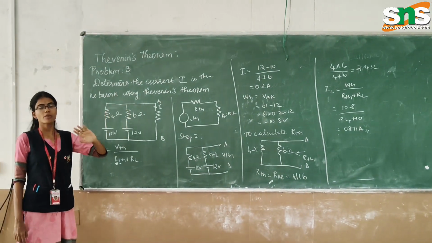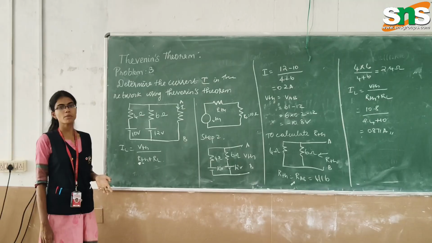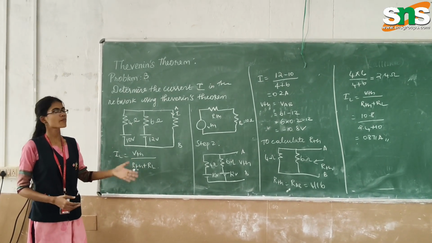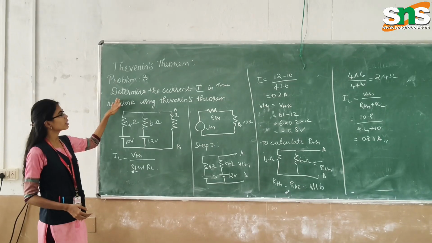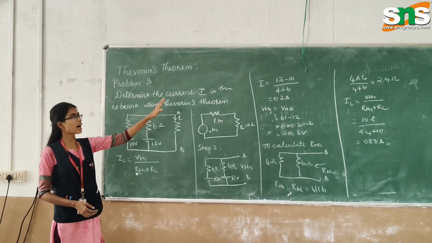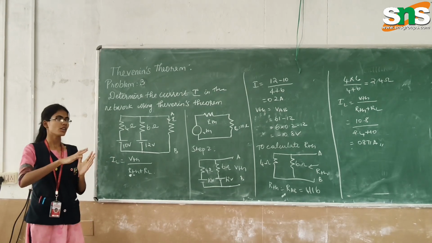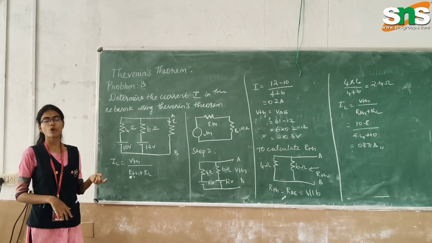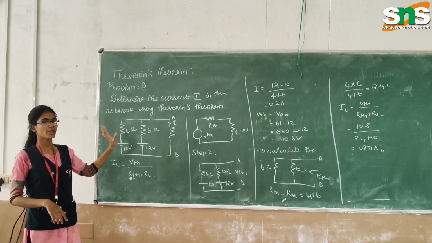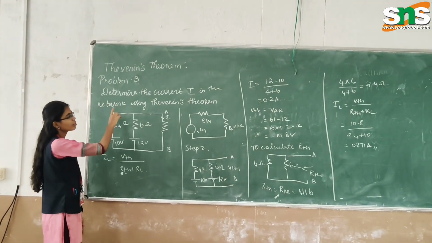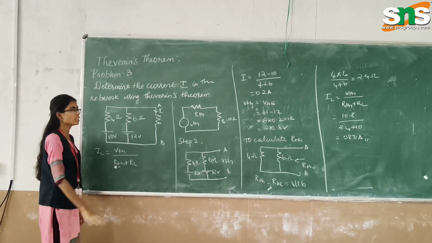Previously we have discussed two different types of problems which employ Thevenin's theorem, applications, formulas and everything. In this problem number 3 we are going to determine the current I in the network using Thevenin's theorem. Based on the first problem, we have a similar question, so there we can find the I value. Here also we are going to determine the I value in the network by using Thevenin's theorem.